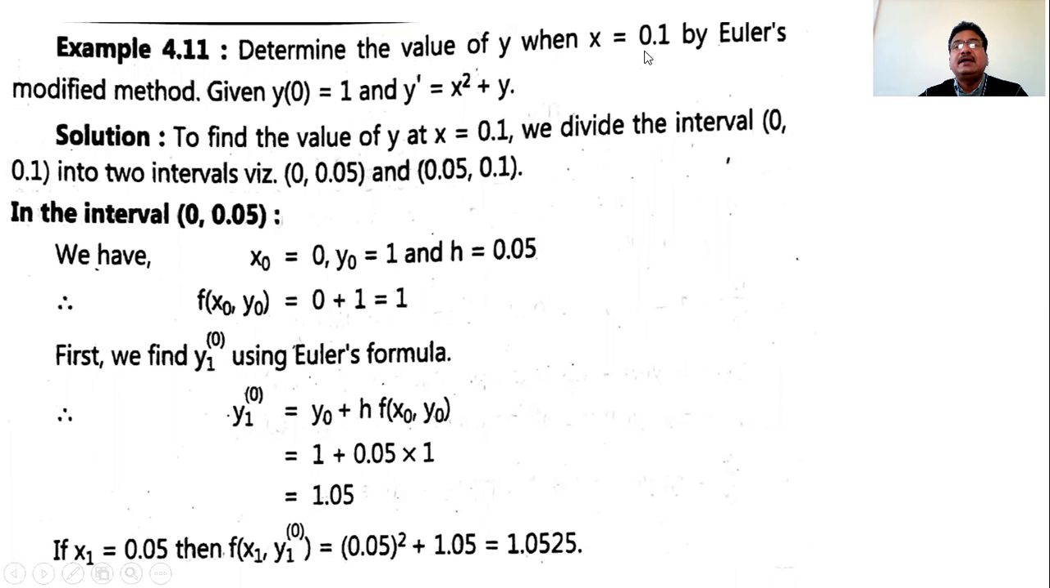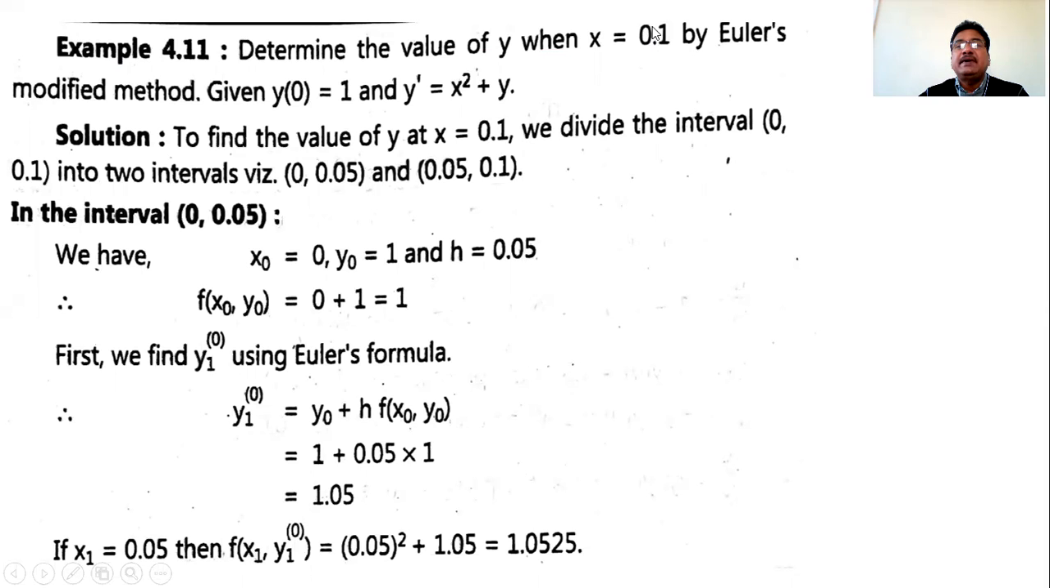Determine the value of y when x is 0.1 by Euler's modified method, given y0 is 1 and dy by dx is x square plus y. Similarly to Euler's method, y dash means f of x, y is x square plus y. We are given y0 is 1, meaning x0 is 0 and y0 is 1. The interval is 0 to 0.1, and we have to find the value at 0.1.